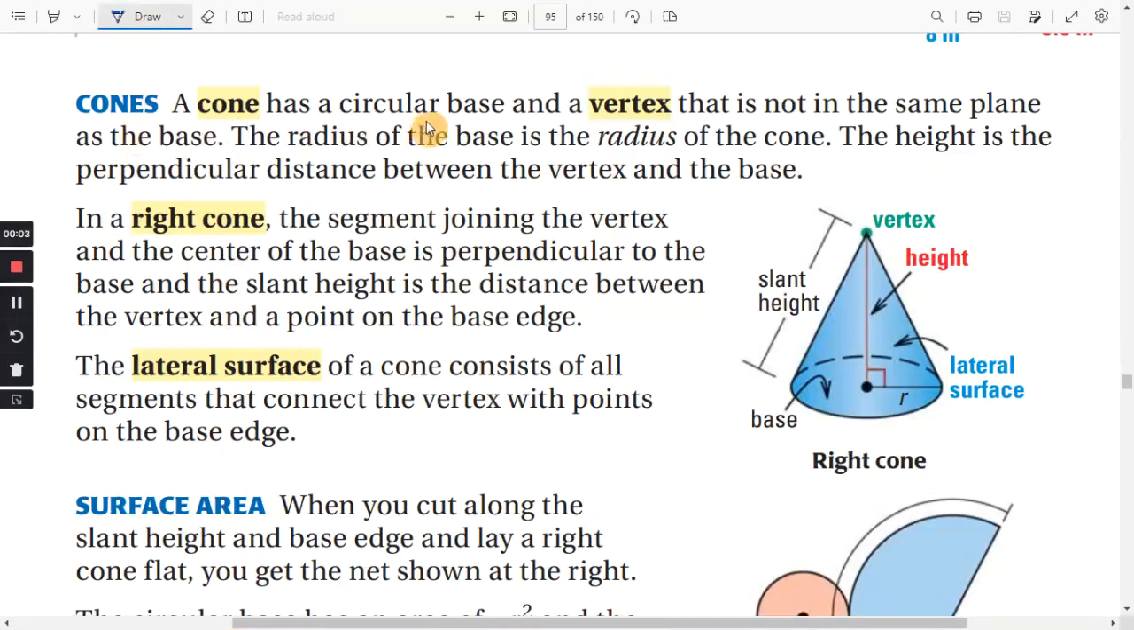A cone has a circular base and a vertex that is not in the same plane as the base. The radius of the base is the radius of the cone. The height is the perpendicular distance between the vertex and the base.